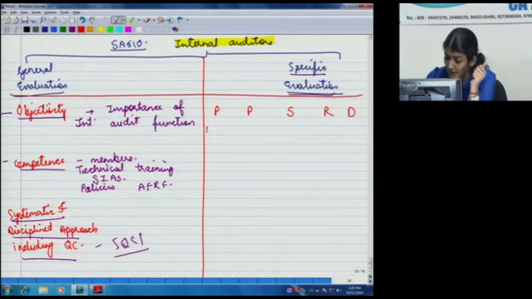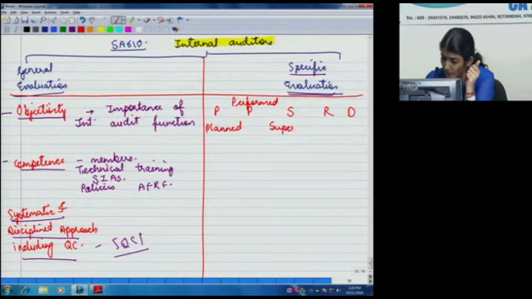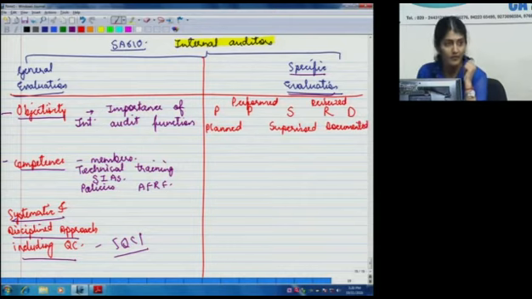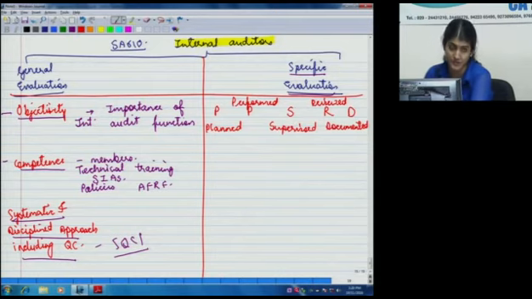Whether the work of the internal auditors was properly planned, performed, supervised, reviewed and documented.